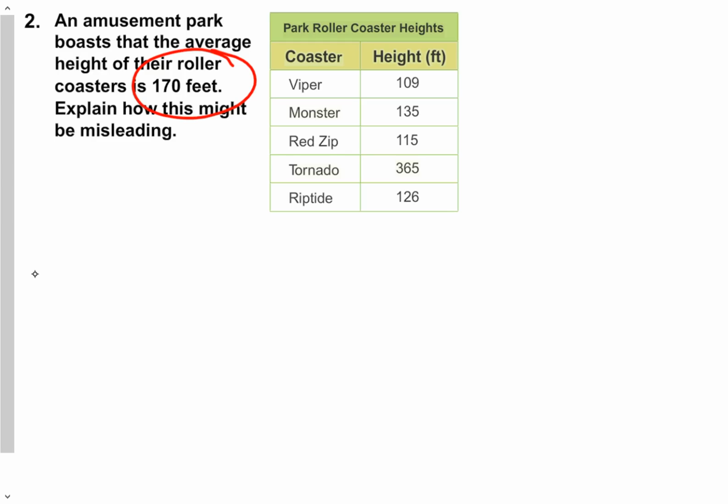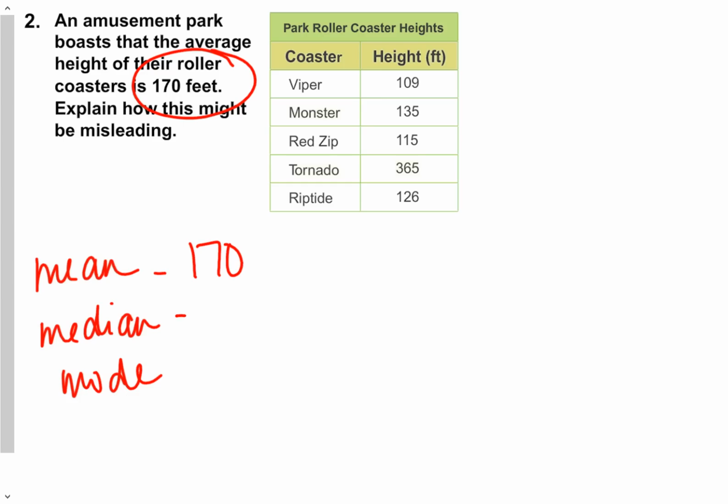So you're going to take a look at the 3 different statistics, the mean, the median, and the mode. The mean is basically the average. So we added up all these numbers divided by 5, and that's how they got the 170. The median, we put the numbers in order, and the number in the middle was 126, and there was no mode. So we had to choose between the mean and the median.